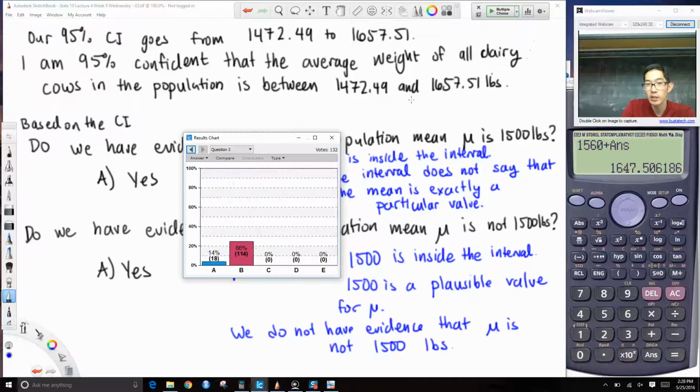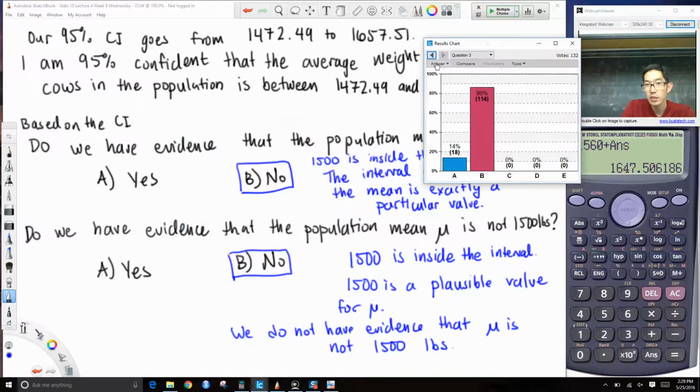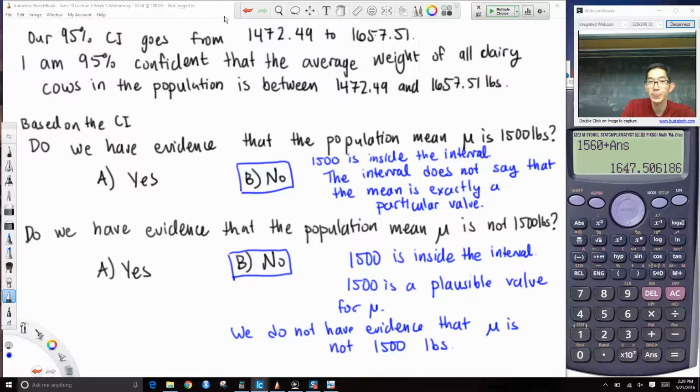Let's see how you guys did. Okay, so this is what we have. Again, the types of questions and conclusions we can make based on confidence intervals for p are the same kinds of conclusions we can make for confidence intervals with mu.